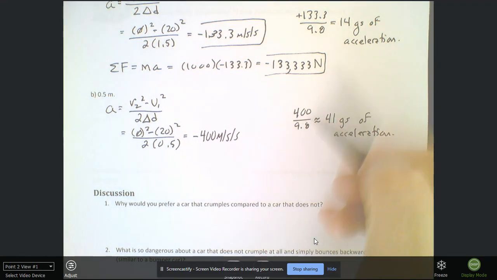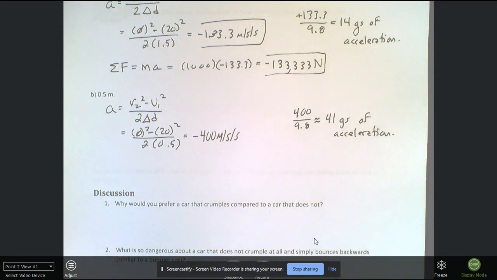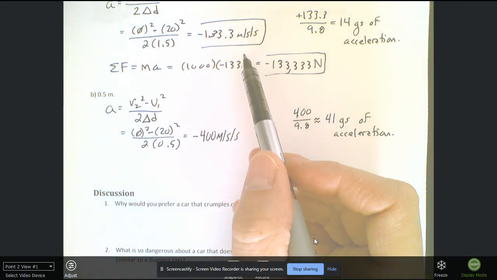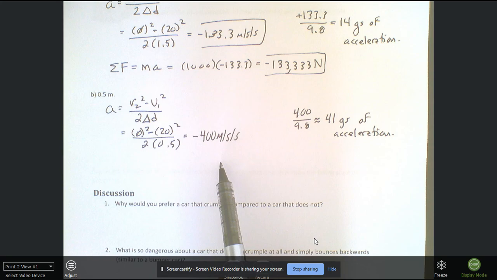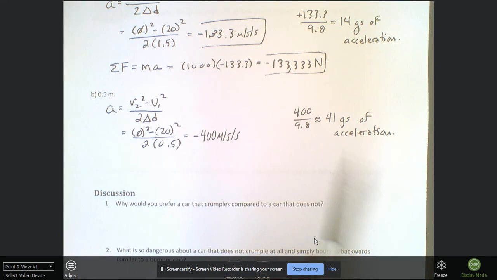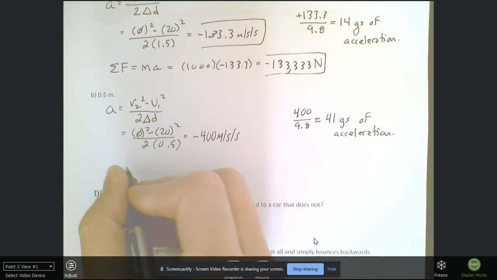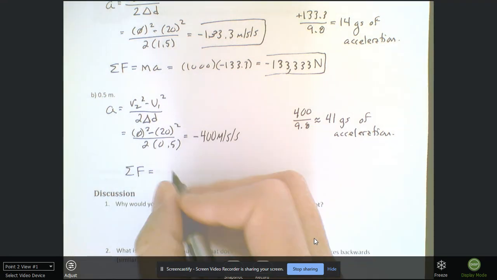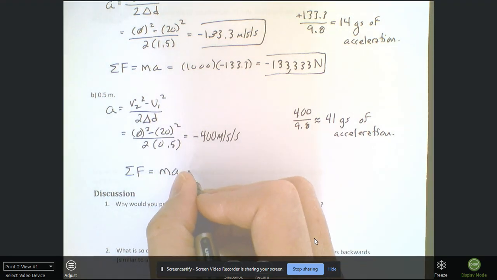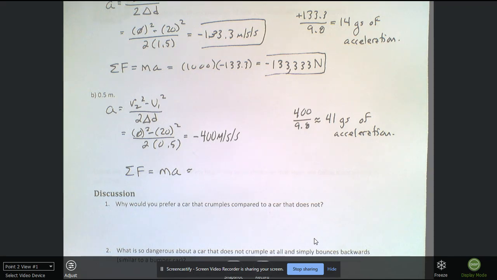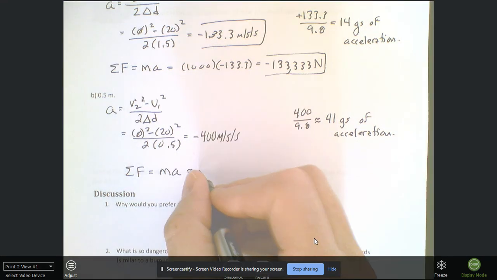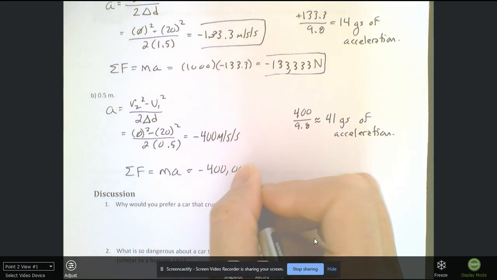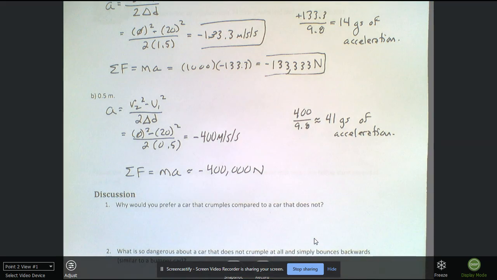Look how much that changed. A drastic amount by just making it so that the car didn't crumple as much. So you definitely want to be in the car that crumples more than in the car that crumples less, because the G's you're going to experience are going to be higher. The impact force is the same thing. You just take the 400 times 1,000. You don't need a calculator to do it. You get negative 400,000 newtons of force.